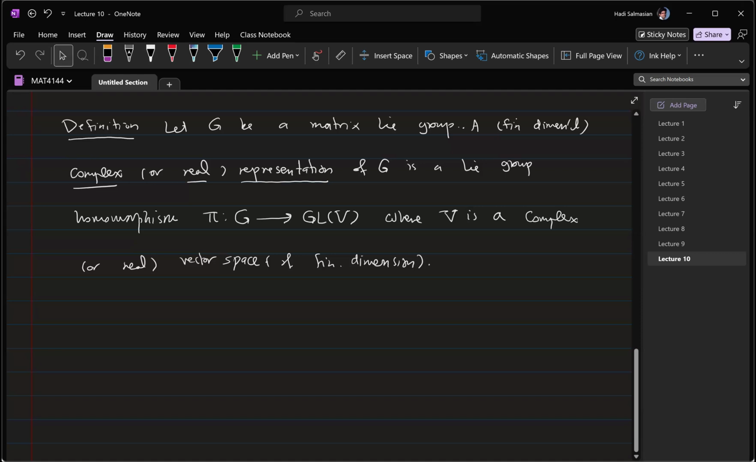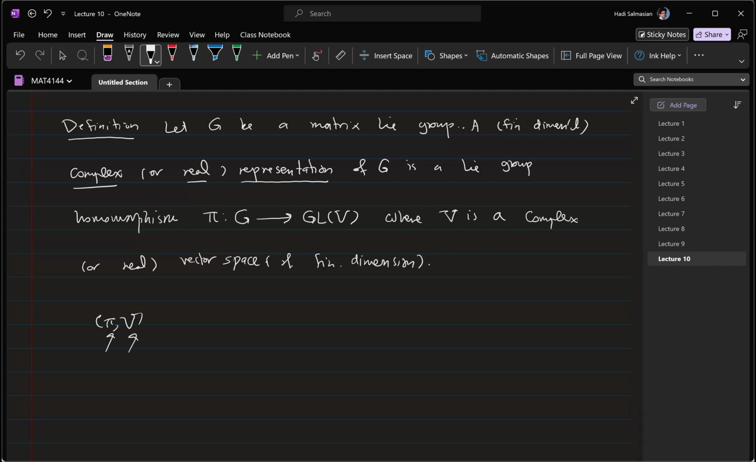Okay, and as usual in module theory, we denote representations. A representation is usually denoted by this pair (pi, V). Pi is the homomorphism and V is the vector space on which it acts. So pi would be a map from G to GL(V).